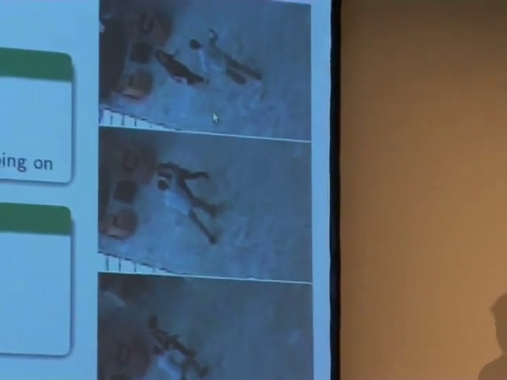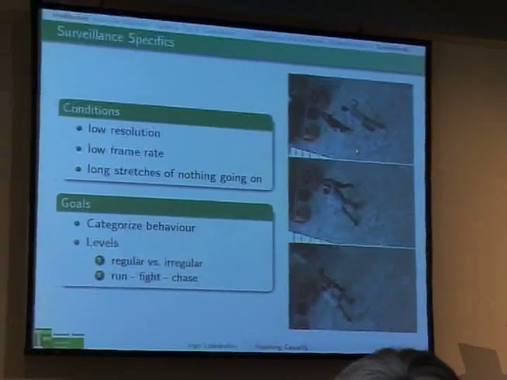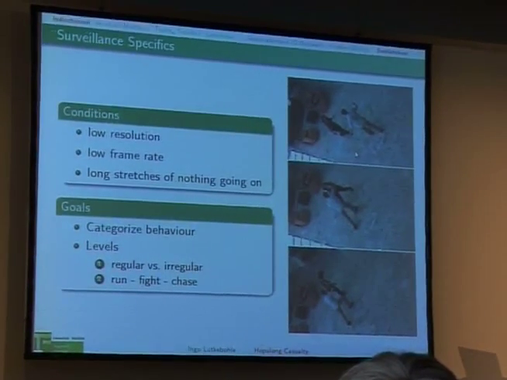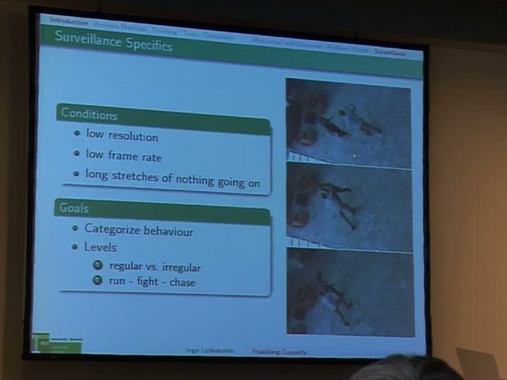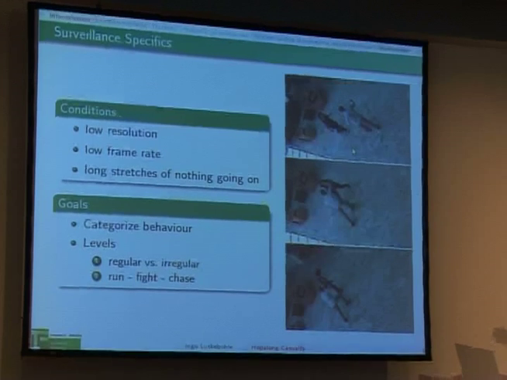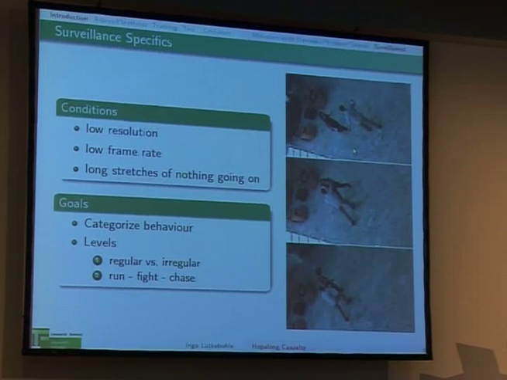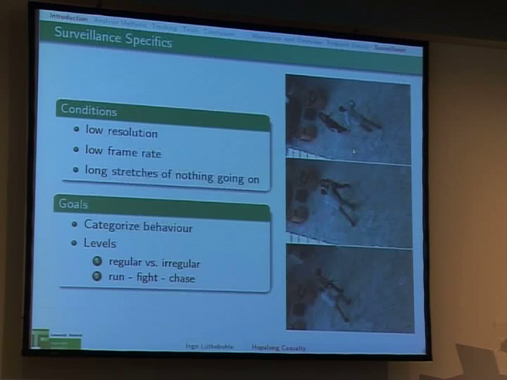Okay. Let me give you a little bit more idea of what the levels of analysis for surveillance are. So first you have a low resolution, low frame rate, long stretches of nothing going on. This is what makes the typical surveillance images. And what you do there is you categorize behavior, and you can do this at two major levels. The one major level is that you categorize regular versus irregular behavior. Regular behavior is defined as something that is usually going on in an area. So if you look at an entrance, it's typical that persons are going to be coming in.